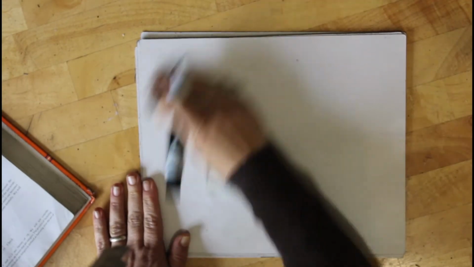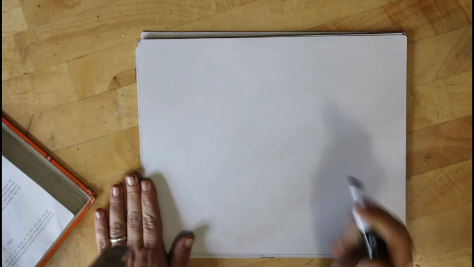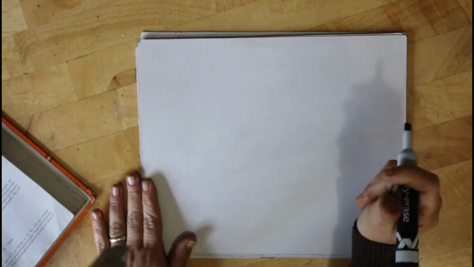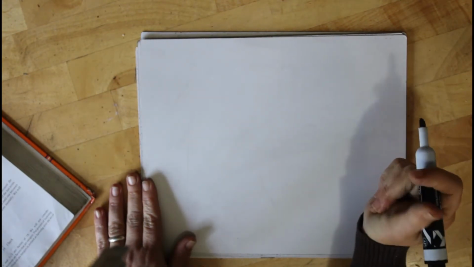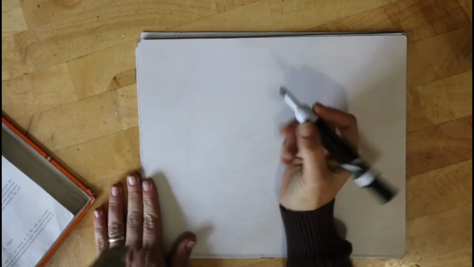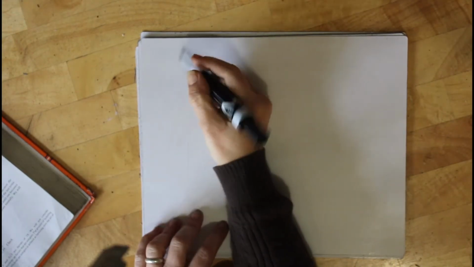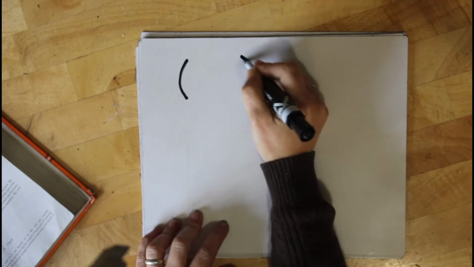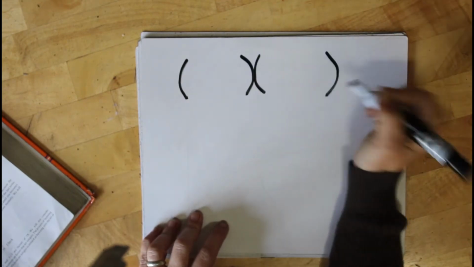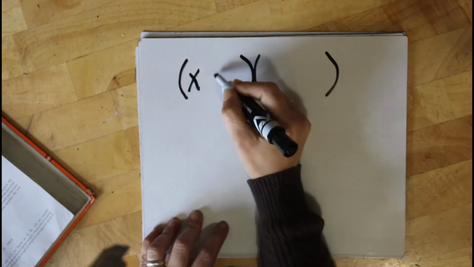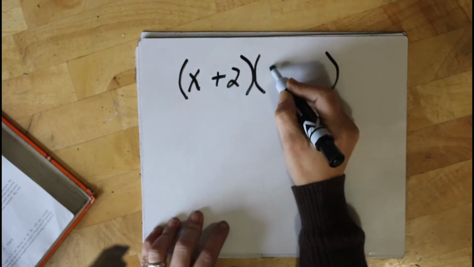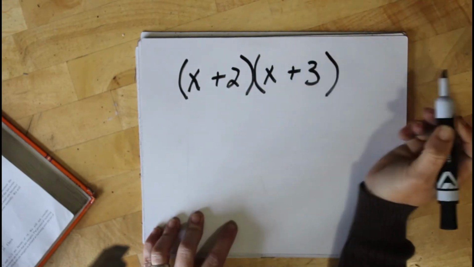Alright, so we've already been working with trinomials. And when we factor a trinomial, all we're doing is breaking that trinomial down into two binomial parts. Now we've already been doing the opposite of that. We've been multiplying two binomials together to make a trinomial. So something like x plus 2 times x plus 3. And you guys have already been doing this.